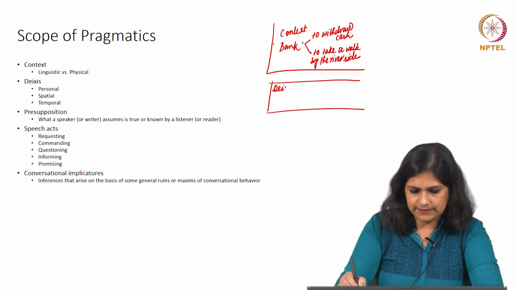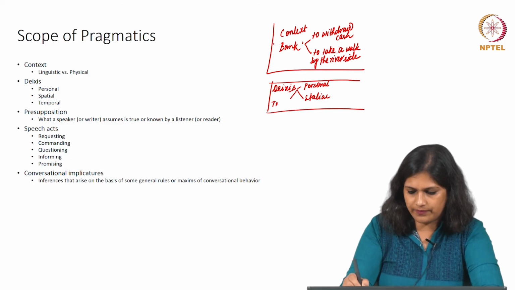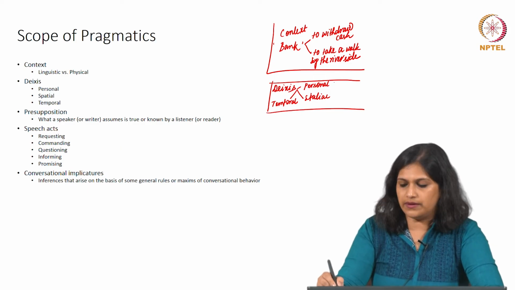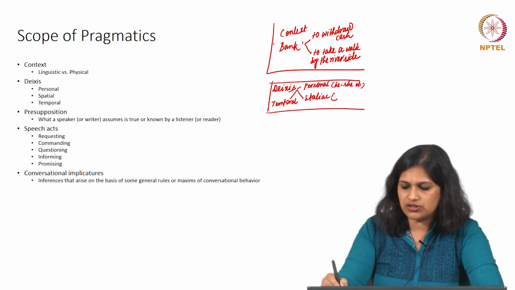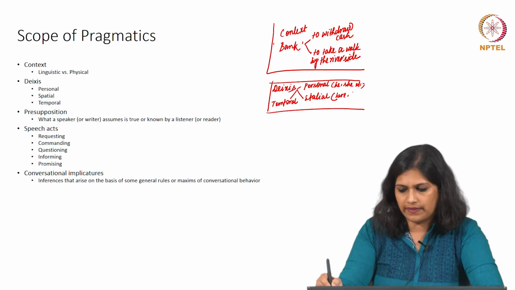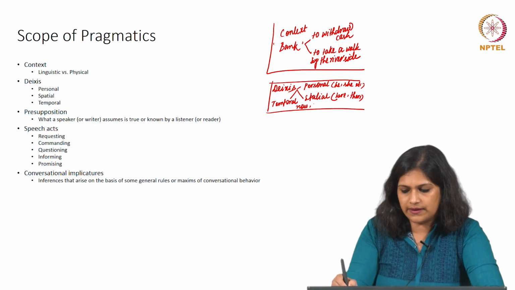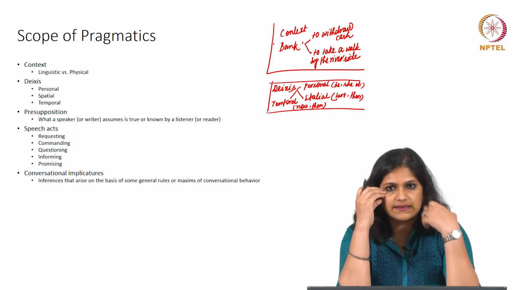Okay. So, this is about context, then the next box I would draw is deixis. Deixis will have personal, then you have spatial, and then you have temporal. Okay. Personal information would include he, she, etc. Spatial would include here, there, etc. And temporal would include now, then.